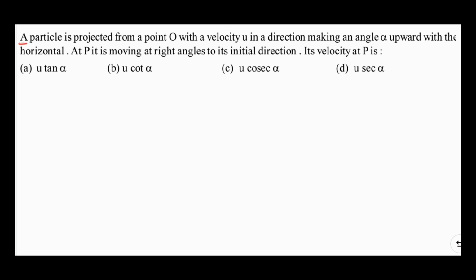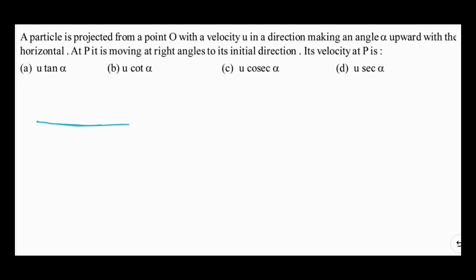In this question it is given that a particle is projected from a point O with a velocity u in a direction making an angle alpha upwards with the horizontal. So there is a point O from which a particle is projected with velocity u, and this direction of projection is making angle alpha upwards with the horizontal. So the angle of projection with horizontal is alpha in upward direction.